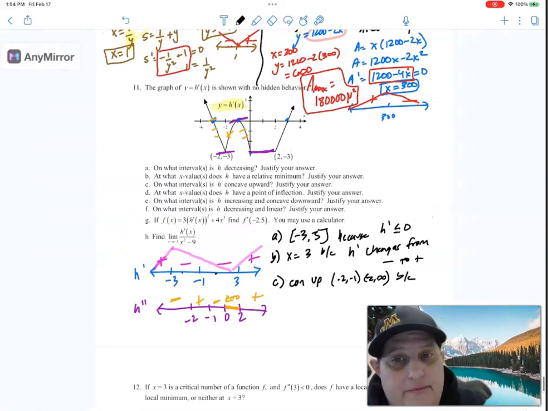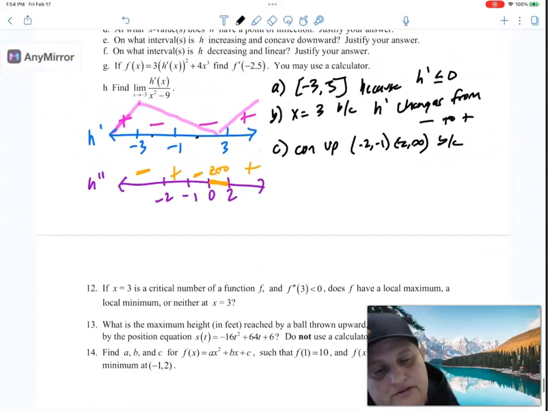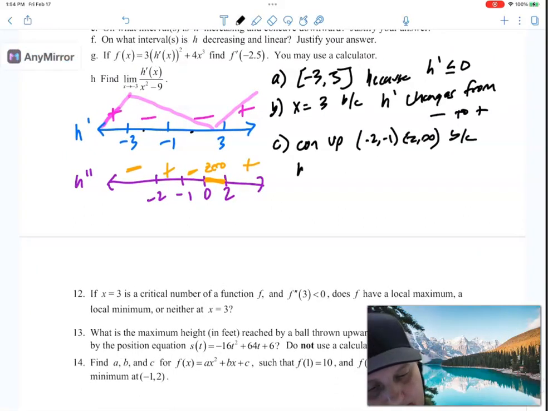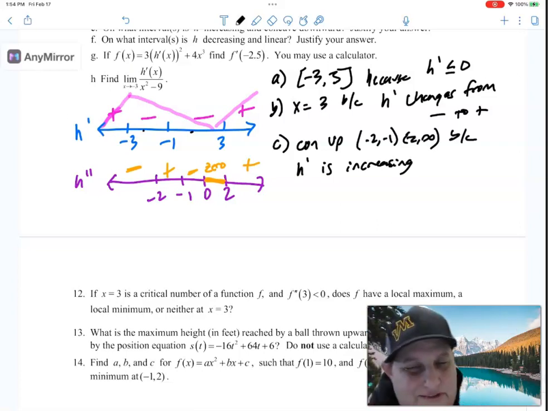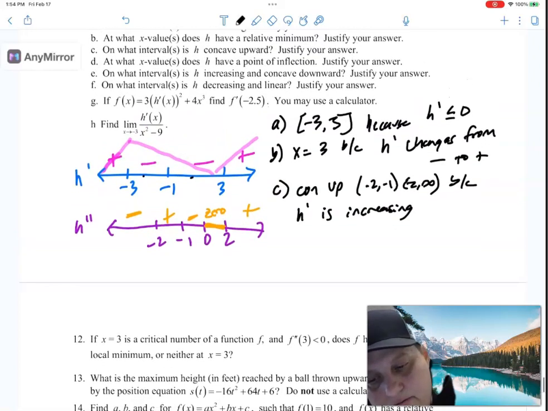But remember, we can't use that because it didn't give me the second derivative. It gave me the first derivative. So what I'm going to say is because the first derivative is increasing, which means the same thing as the second derivative is positive. Okay. All right. Where am I at?